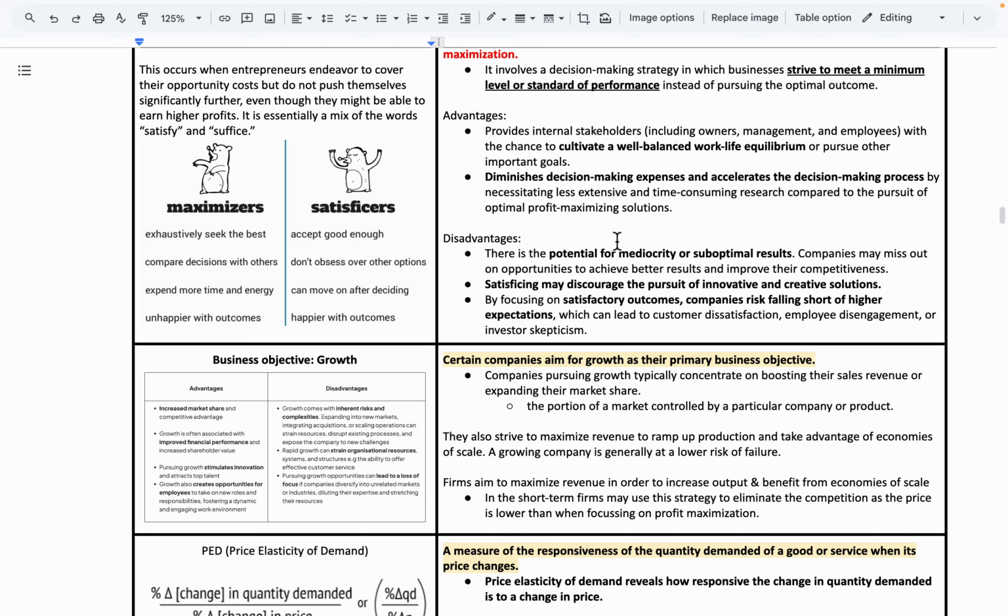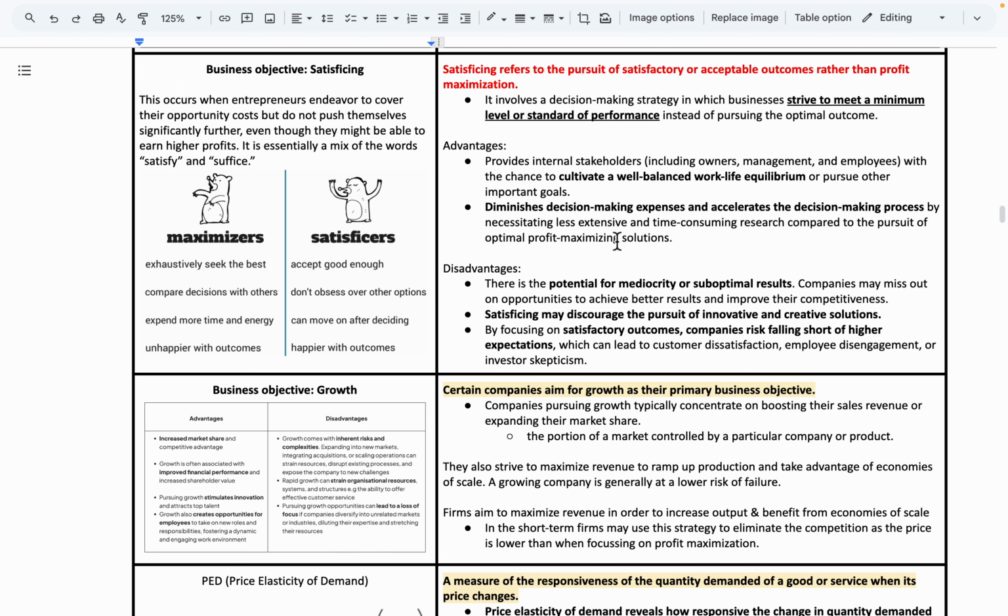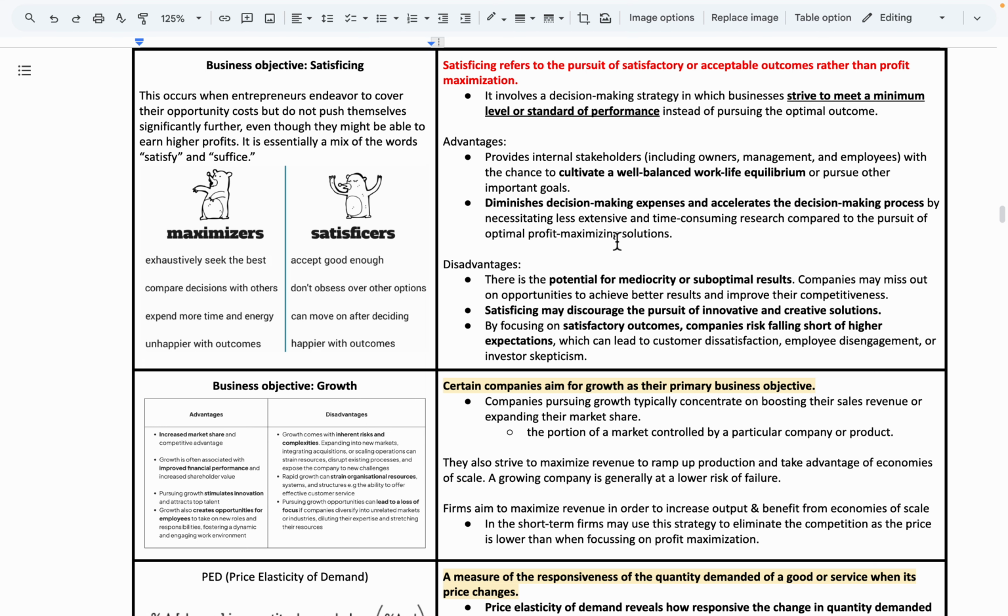Okay. So the advantages of this is it could cultivate a well-balanced work-life equilibrium. Because you're not like rah, rah, rah all the time, it would balance that out. And it diminishes decision-making expenses and accelerates the decision-making processes by necessitating less extensive and time-consuming research compared to the pursuit of optimal profit maximization solutions.